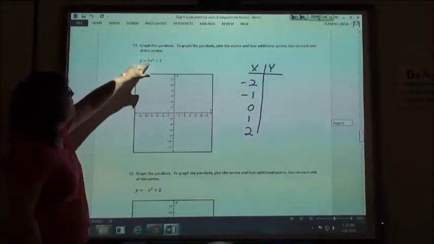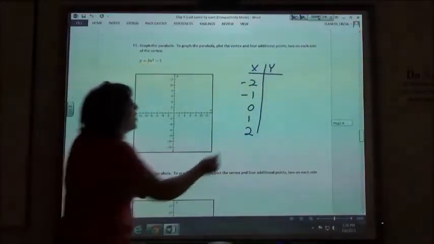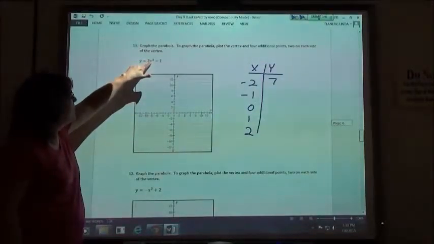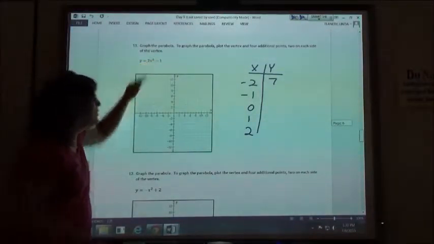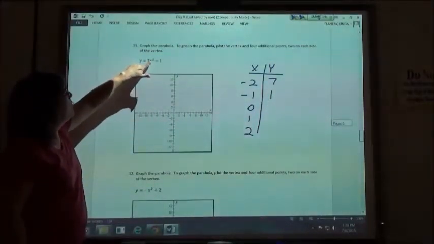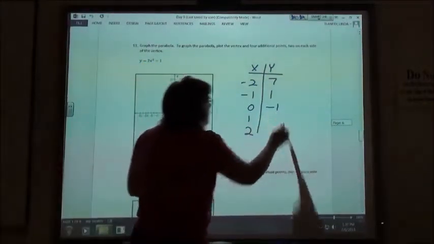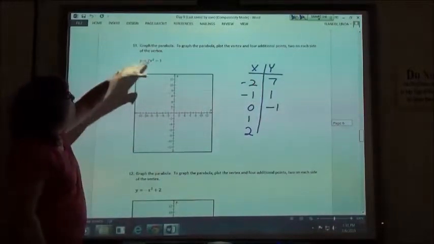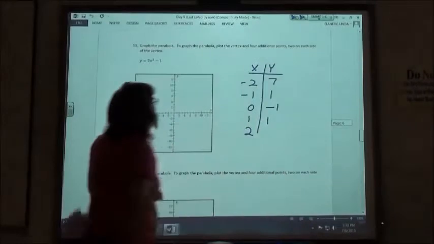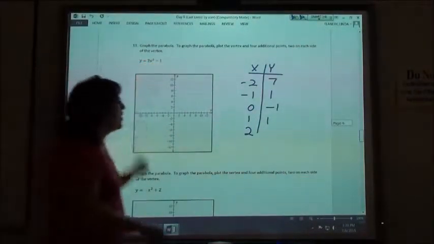But if I do that, negative 2 squared is a positive 4. 4 times 2 is 8. 8 minus 1 is 7. Negative 1 squared is a positive 1. 1 times 2 is 2, and 2 minus 1 is 1. 0 squared is 0. 0 times 2 is still 0. 0 minus 1, negative 1, where my vertex is. 1 squared is 1. 1 times 2 is 2. 2 minus 1 is 1. 2 squared is 4. 4 times 2 is 8. 8 minus 1 is 7.